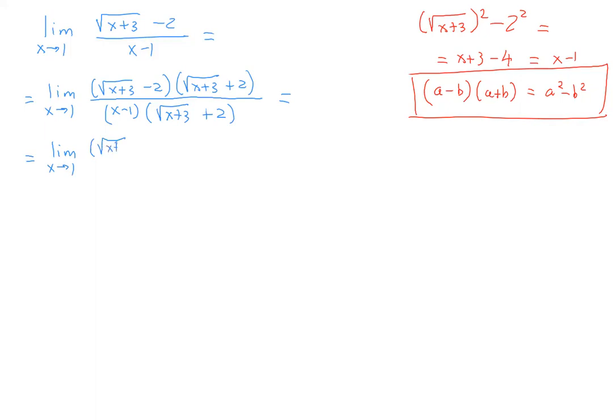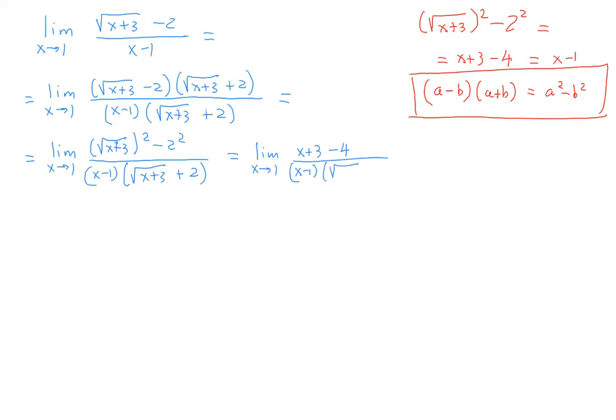And of course, once this happens, then you will get the limit as x tends to 1 of square root of x plus 3 squared minus 2 squared over x minus 1 times square root of x plus 3 plus 2, which will give you the limit as x tends to 1 of x plus 3 minus 4 over x minus 1 times square root of x plus 3 plus 2, which is the same thing as the limit as x tends to 1 of x minus 1 on the top over x minus 1 times the square root of x plus 3 plus 2.